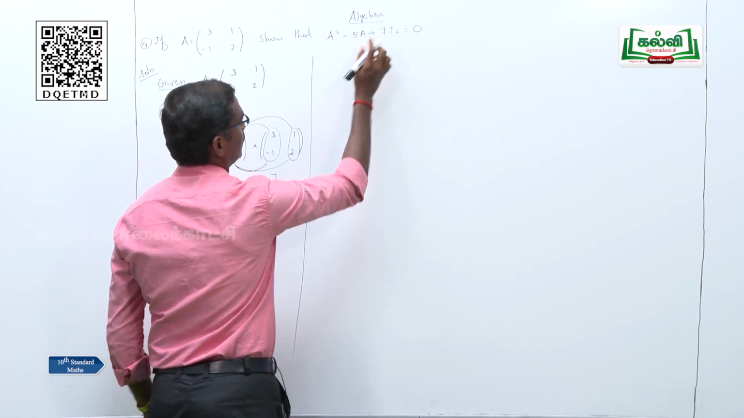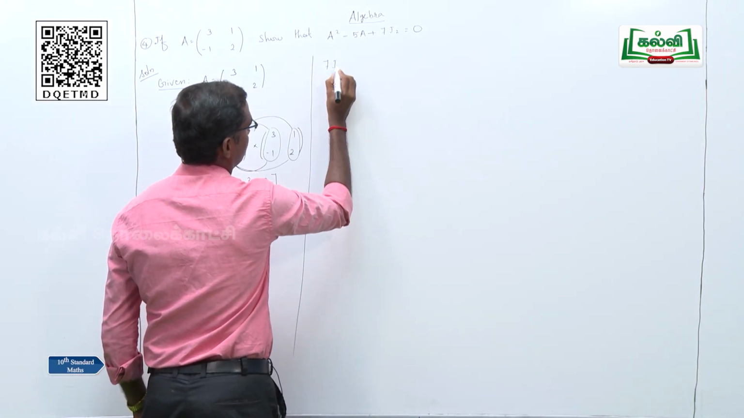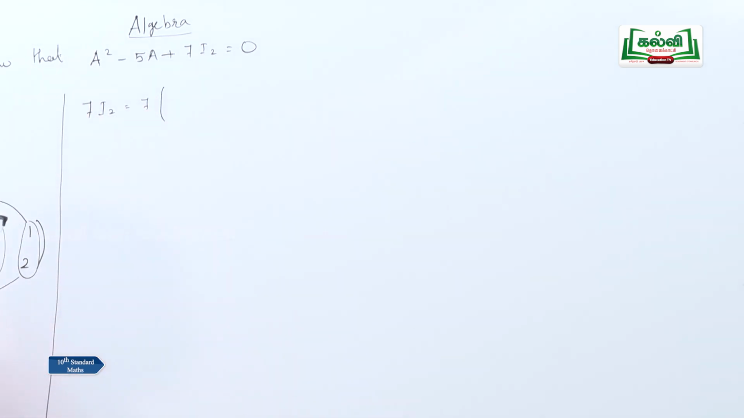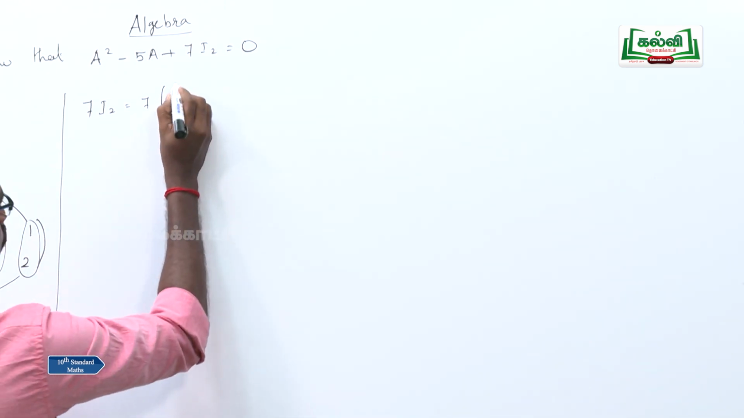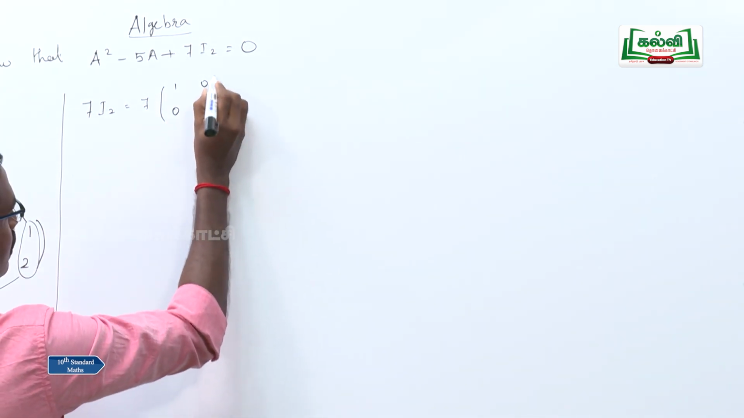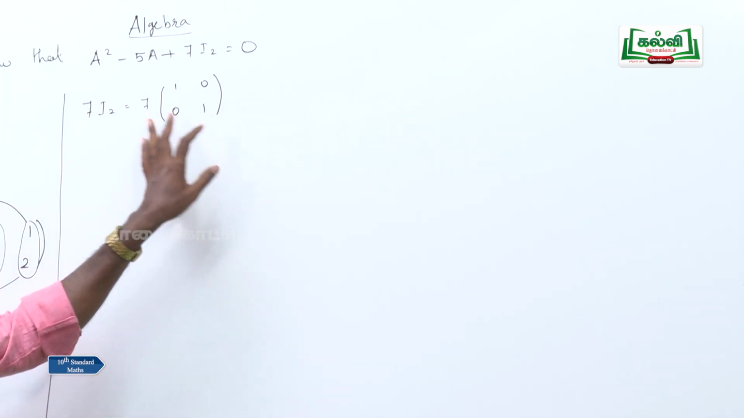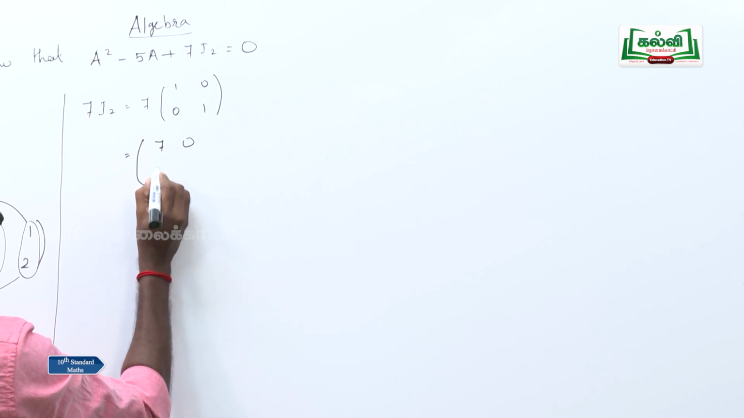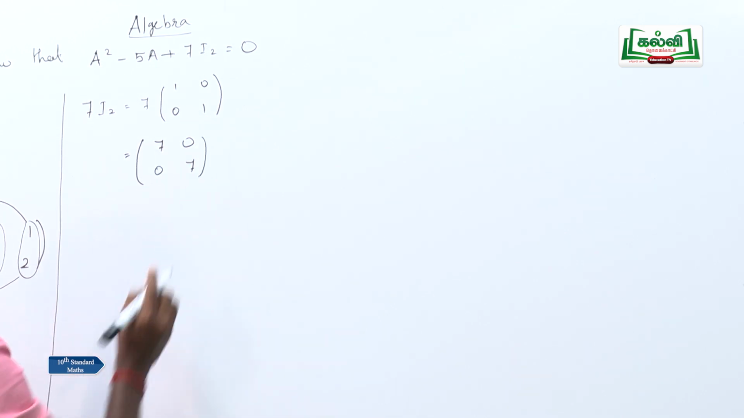Next we have to find 7I2. 7I2: I means unit matrix, 2 means order, 2 by 2, 2 rows 2 columns: 1 0 0 1. Multiply this matrix by 7. So you will get 7 0 0 and 7.